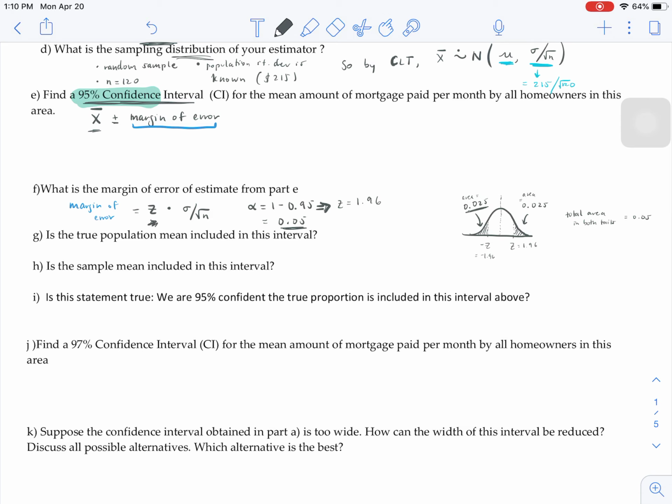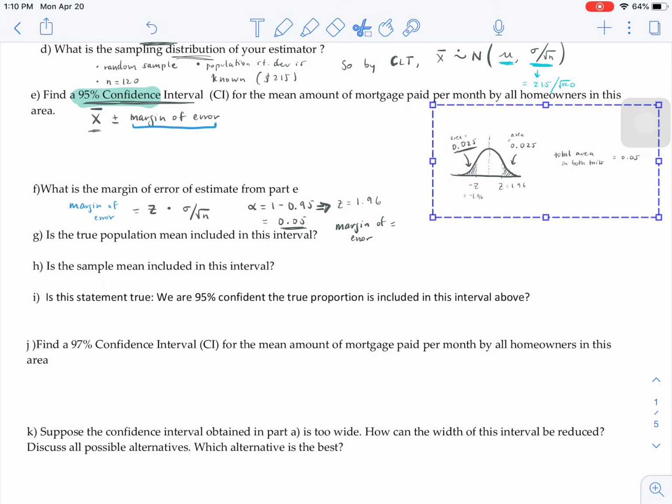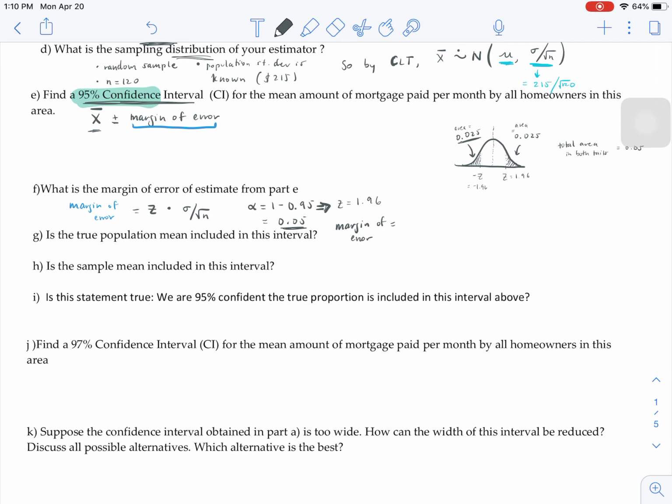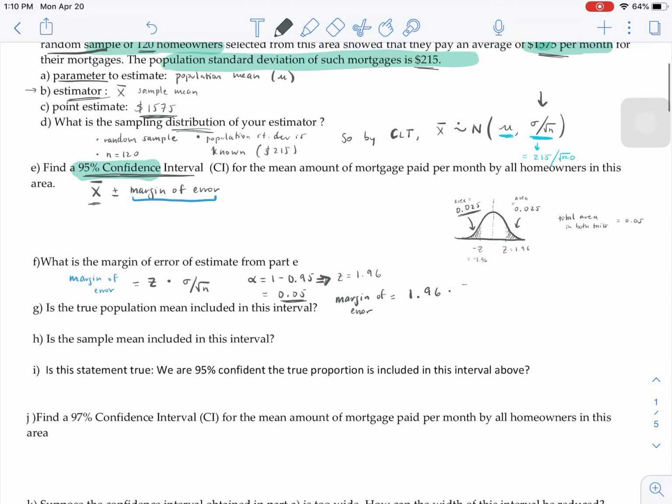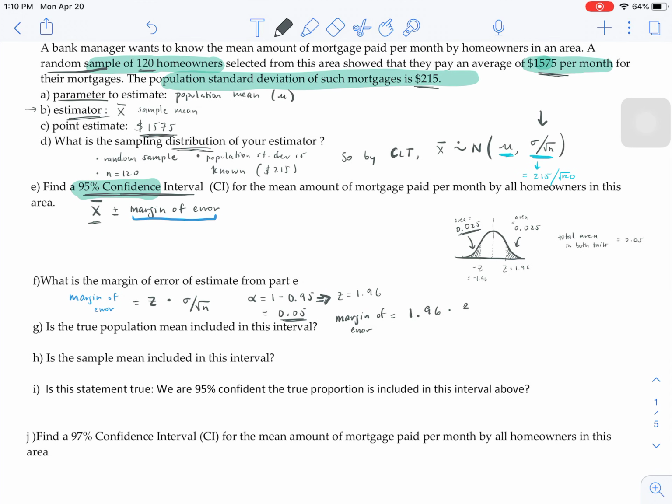So I know my z statistic here. So now I can calculate my margin of error. My margin of error is equal to 1.96 times my population standard deviation. Let's see, what was our population standard deviation? It was 215, over the square root of our sample size, which is 120.